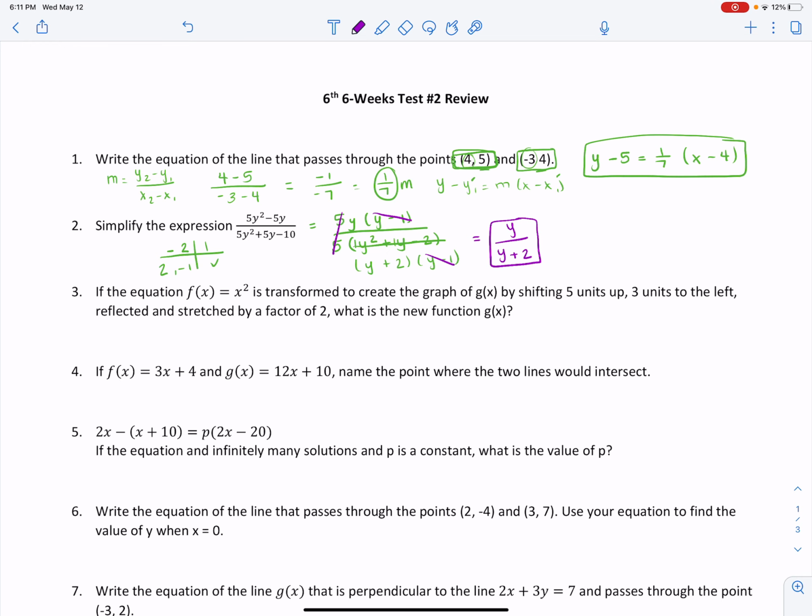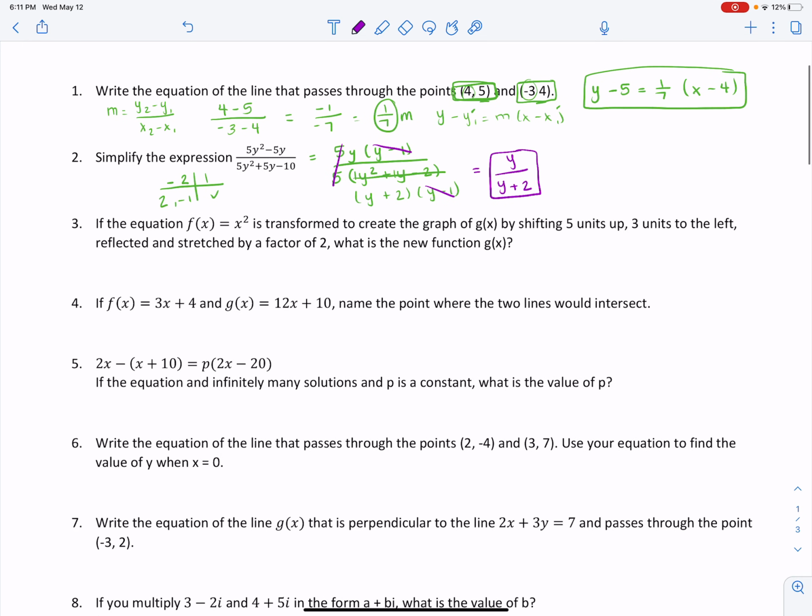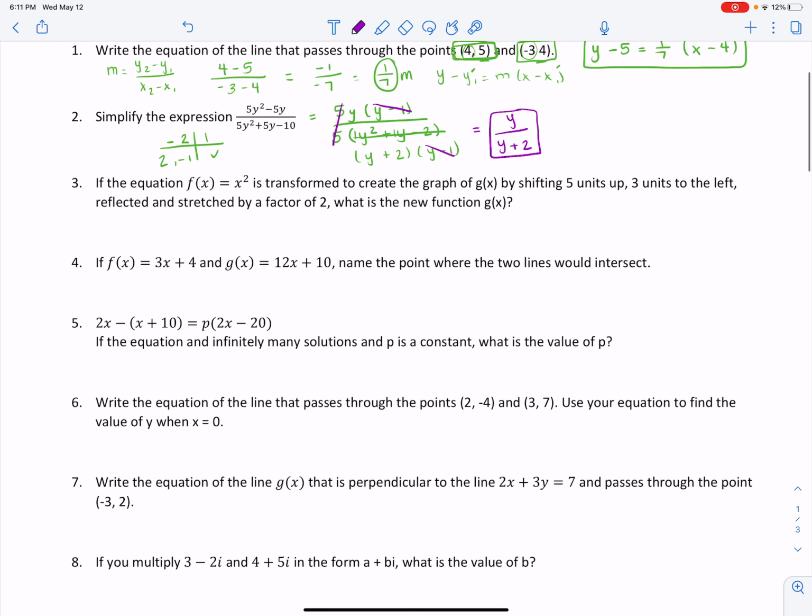Number 3. If the equation f of x equals x squared is transformed to create the graph of g of x, I'm just going to use that to build a new equation by shifting 5 units up, 3 units left, and it is reflected and stretched by a factor of 2. If I have the equation f of x equals x squared, here's our formula. I could have a number here, I could have a number here, and then squared. And I could have a number here.